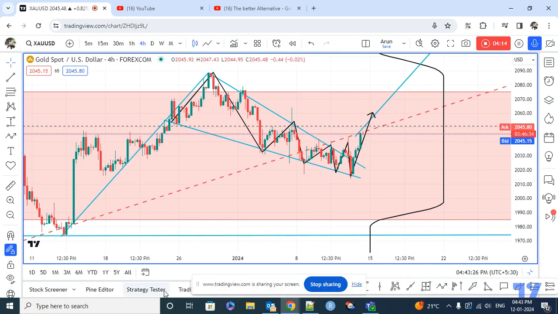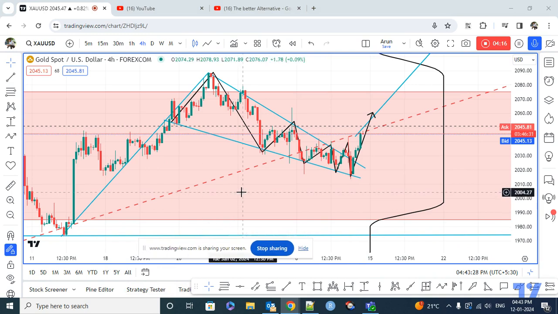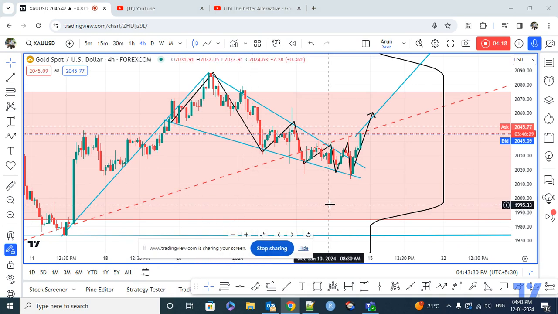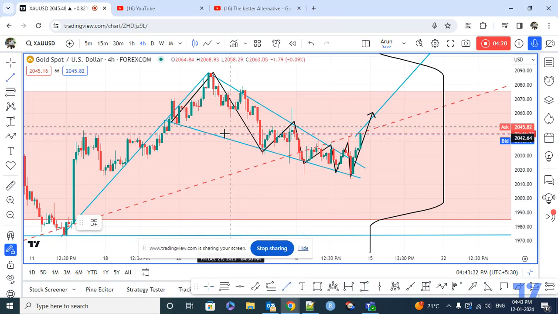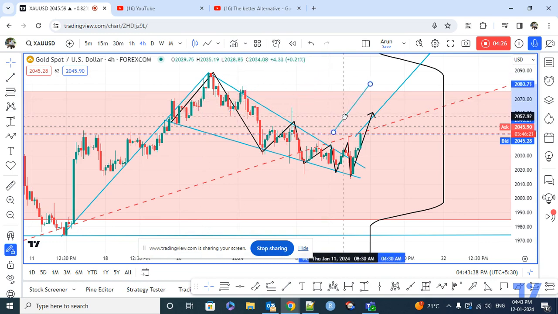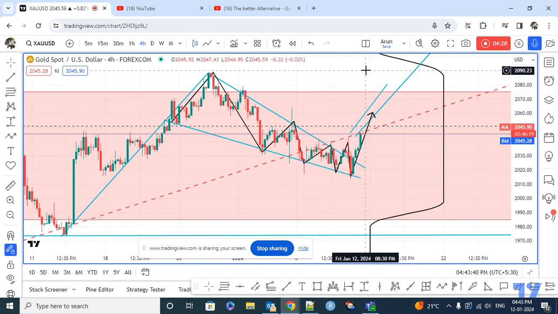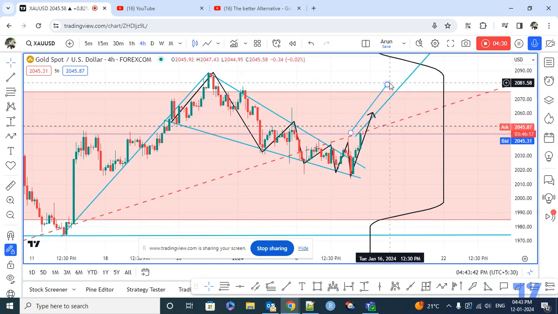Now what would be the expected target based on the wedge? I can see multiple patterns in here. One of the patterns is this wedge breakout, and the target would be the mouth of the wedge. I'm copying the mouth of the wedge and pasting it up here. So we can expect the target to be 2080.14 for the wedge breakout, and the stop would be 2013.79.